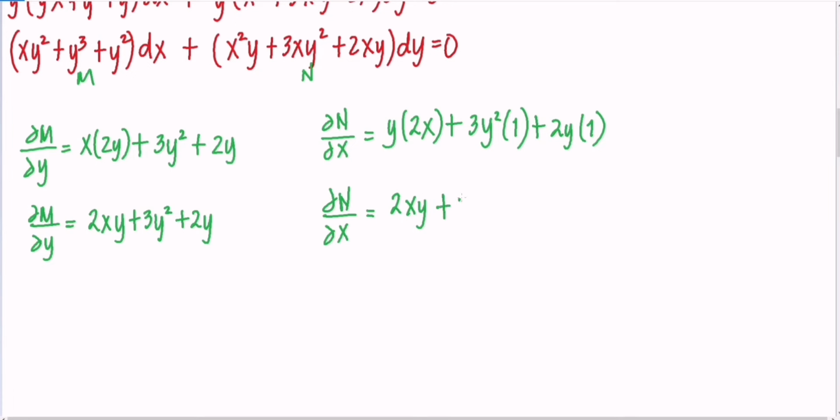3y squared times 1 is 3y squared. 2y times 1 is 2y. Ayan, exact na sila. So, exact na sila pagdating dito. Pag exact na sila, guys, pwede nyo nang gamitin yung dalawang solution. Diba meron tayong dalawang solution?